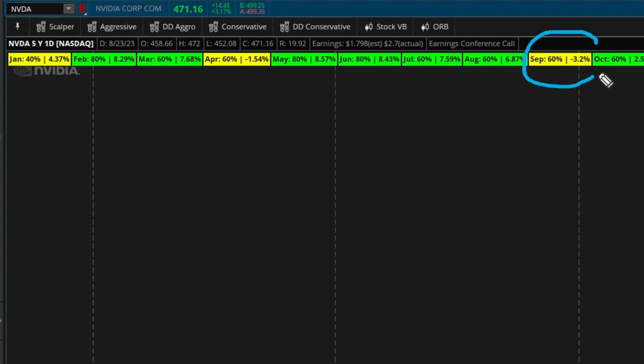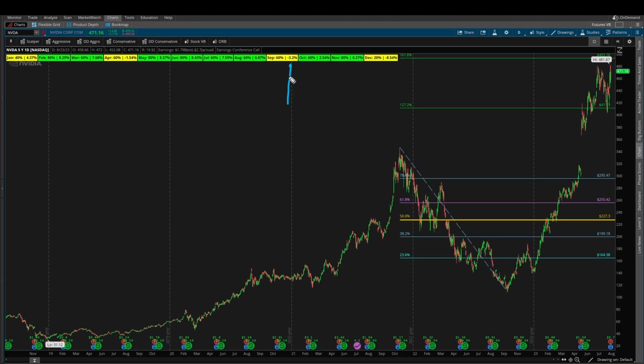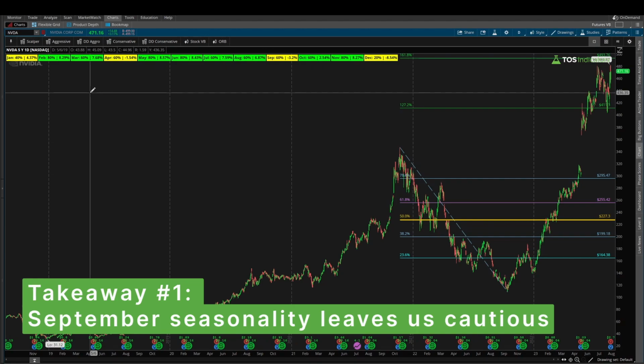September is a similar story here. 60% of the time, price action tends to close above where we opened. However, our averages for the month are negative. So that gives us a little bit of a split story. We don't have a clean bias one way or the other like we do for a lot of the other months inside of Nvidia. So that's our first reason why we might have, say, our red flags or maybe our yellow flags up.